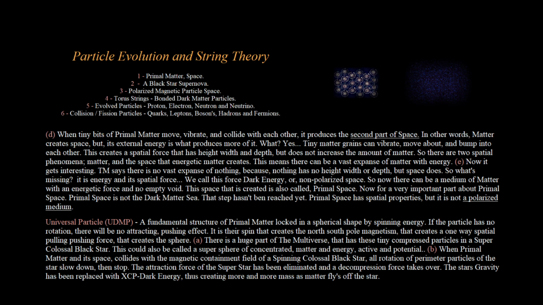This could also be called a supersphere of concentrated matter and energy, active and potential. B. When primal matter and its space collides with the magnetic containment field of a spinning colossal black star, all rotation of perimeter particles of the star slow down, then stop. The attraction force of the superstar has been eliminated and a decompression force takes over. The star's gravity has been replaced with XCP dark energy, thus creating more and more mass as matter flies off the star.